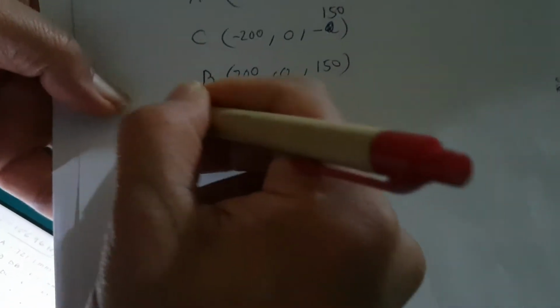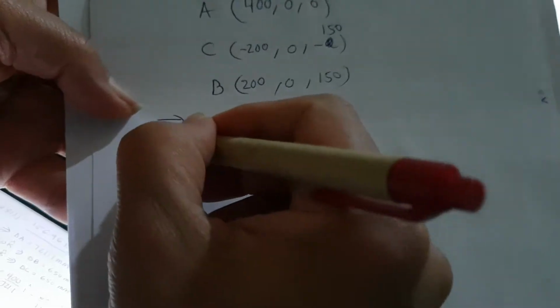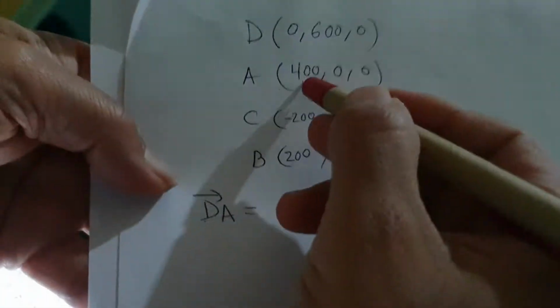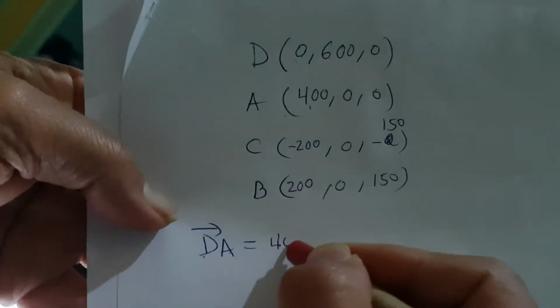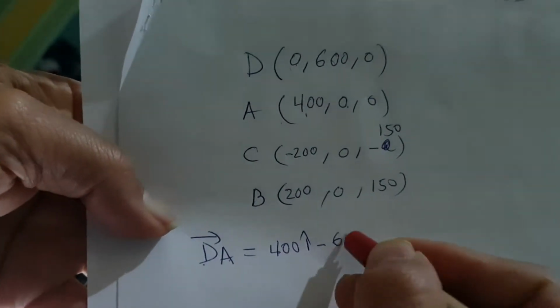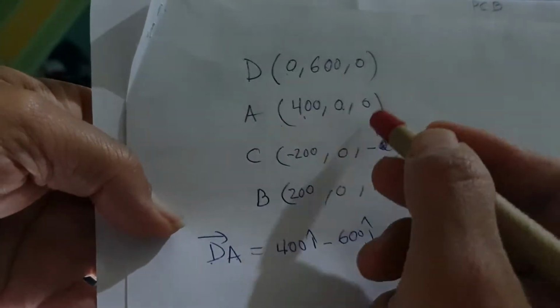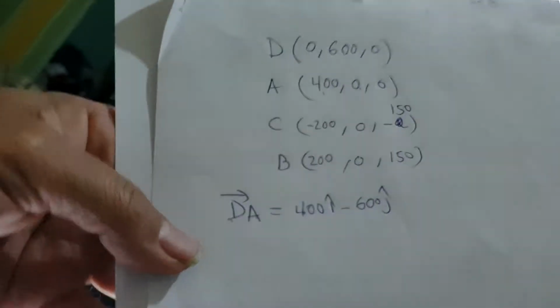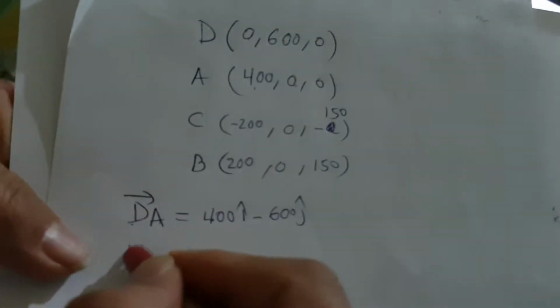So dA is A minus D. A minus D: 400 minus 0, 400 I. 0 minus 600, minus 600 J. 0 minus 0, leave it. There is nothing. The next one, you'll find DB.